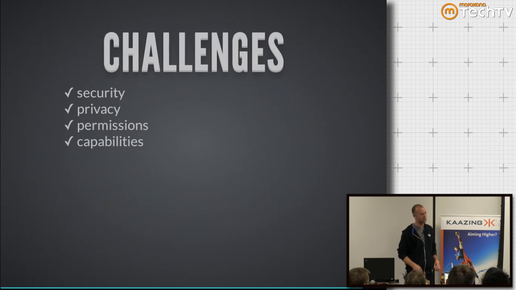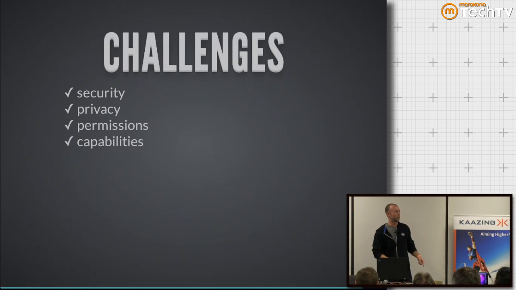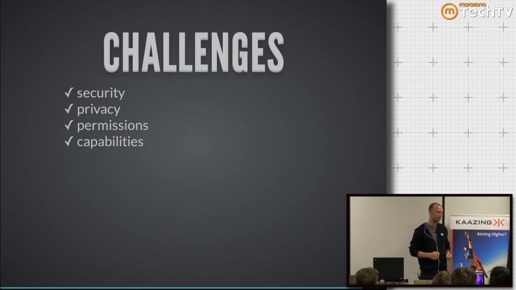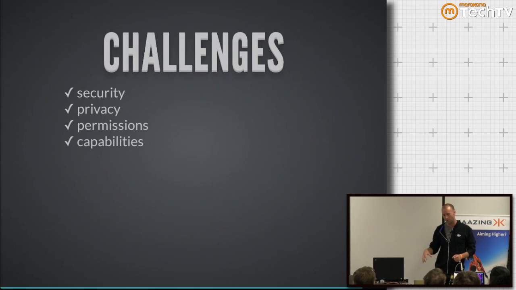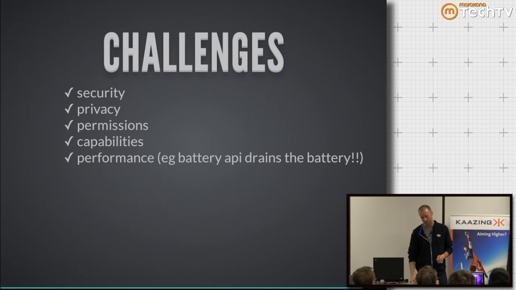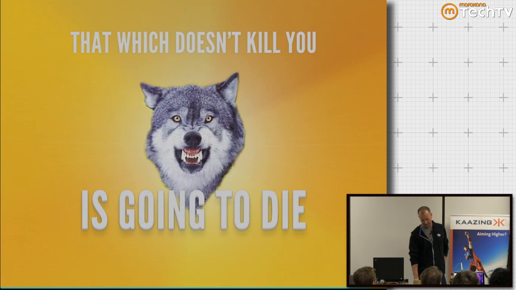There's also capabilities. If we're writing an app that depends on the fact that you have a front-facing camera, what if you have a device that doesn't? Or what if you have a device that might have a front-facing camera when something's plugged in, but doesn't at other times? So you have to be able to negotiate what capabilities a device has, or what drives are available, or whatever. We have to introspect what devices are available at what time. Performance is still a huge problem. We don't want a battery API that drains the battery. Makes sense. And so as the Courage Wolf would say, that which just doesn't kill you is going to die.